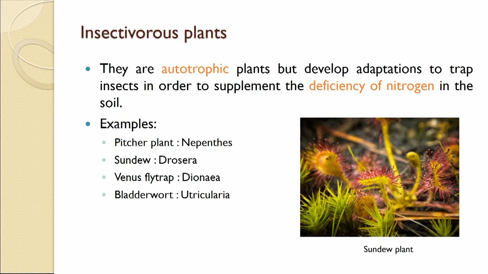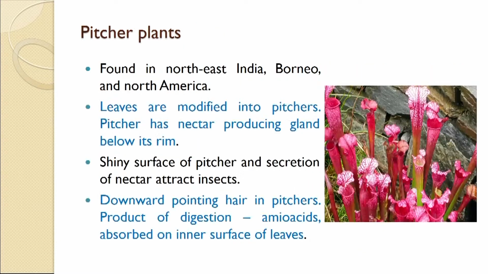Then next comes insectivorous plant. So insectivorous plants are basically autotrophs, but as they have grown in nitrogen deficient soil, they require to supplement their nitrogen from other sources, and for this reason they have made an adaptation to trap insects. So their examples are pitcher plant, sundew, Venus flytrap, as well as the bladderwort. In this photo you can see an image of a sundew plant, which is the Drosera species.